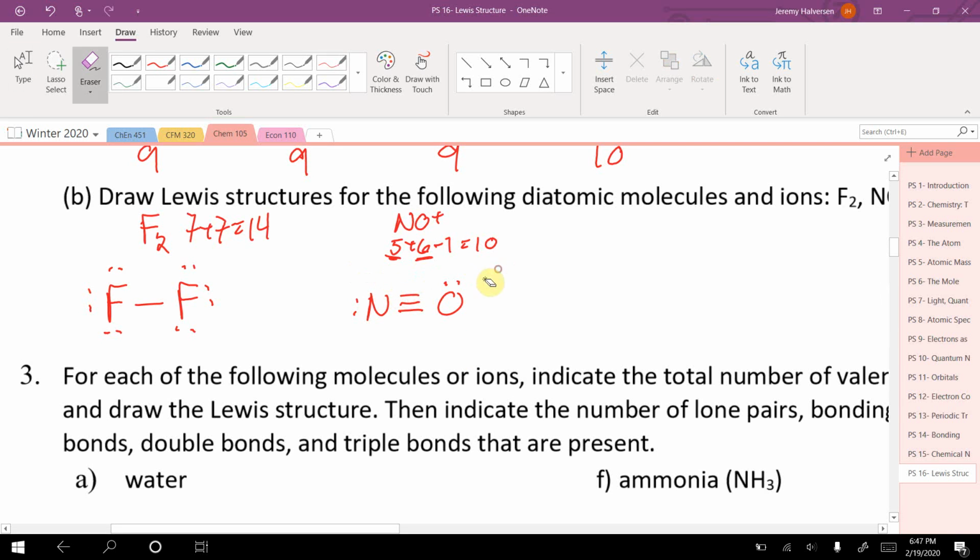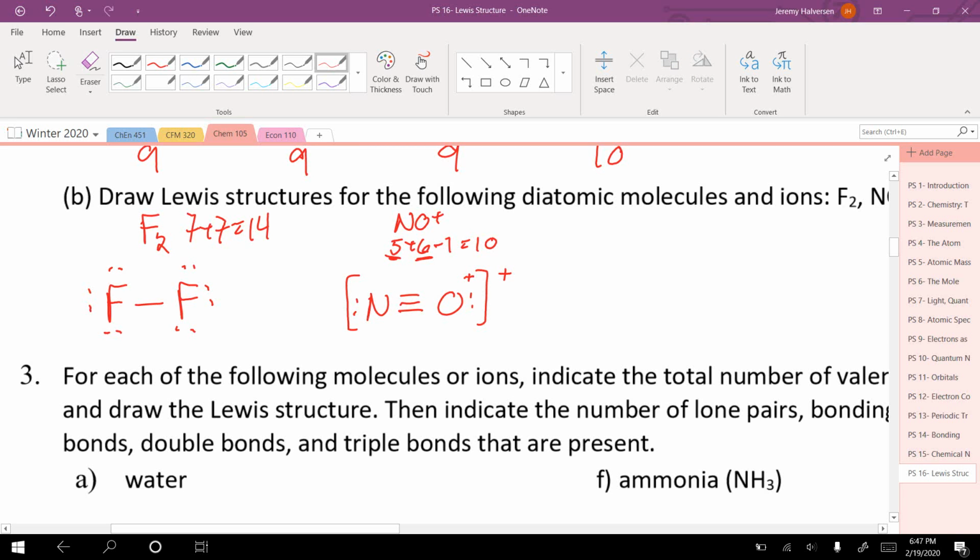What does this do to formal charge? Nitrogen's is 1, 2, 3, 4, 5, so nitrogen's formal charge is 0. Oxygen has 1, 2, 3, 4, 5, and it usually has 6, so it has a formal charge of +1. Okay? Because this is an ion at the end of the day, I have to box everything and put the overall charge on the outside.